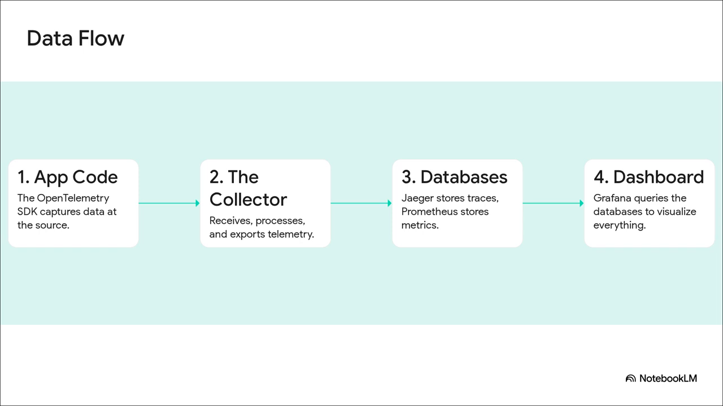First, the OpenTelemetry SDK, living right inside your application code, grabs that data at the source. Second, it shoots that data over to the collector, which is kind of like a central post office. It receives, sorts, and then ships the telemetry out. Third, the collector sends traces over to Jaeger and metrics over to Prometheus, where they get stored. And finally, Grafana queries both of those databases to build the visualizations you actually see. It's simple, but it's really powerful.